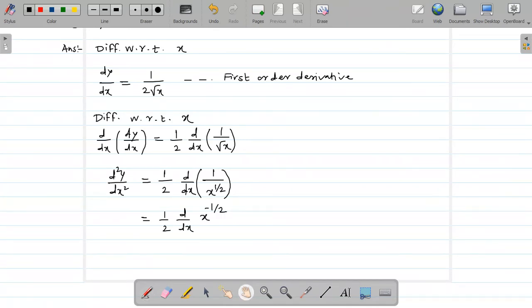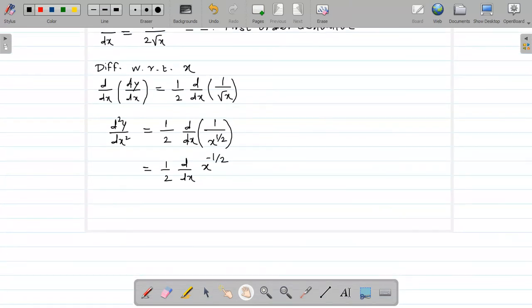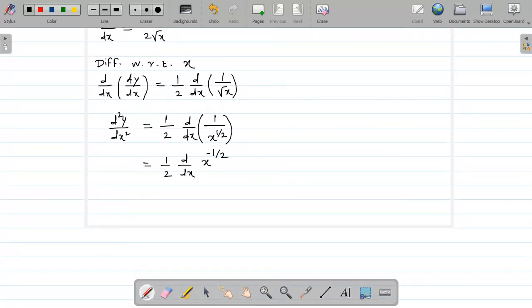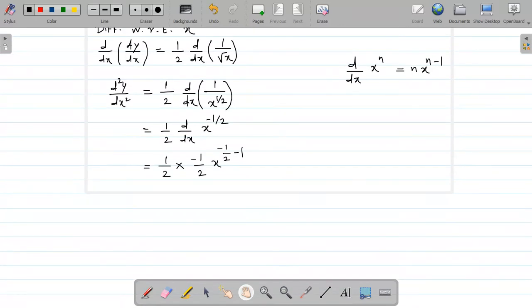Just take that term x raised to 1 by 2 to the numerator, so that now you can apply the basic rule of derivative, that is derivative of x raised to n is equal to n into x raised to n minus 1. If you use that rule, then what will you write here? It is minus 1 by 2 into x raised to minus 1 by 2 minus 1, like this. You can complete this by using that rule.